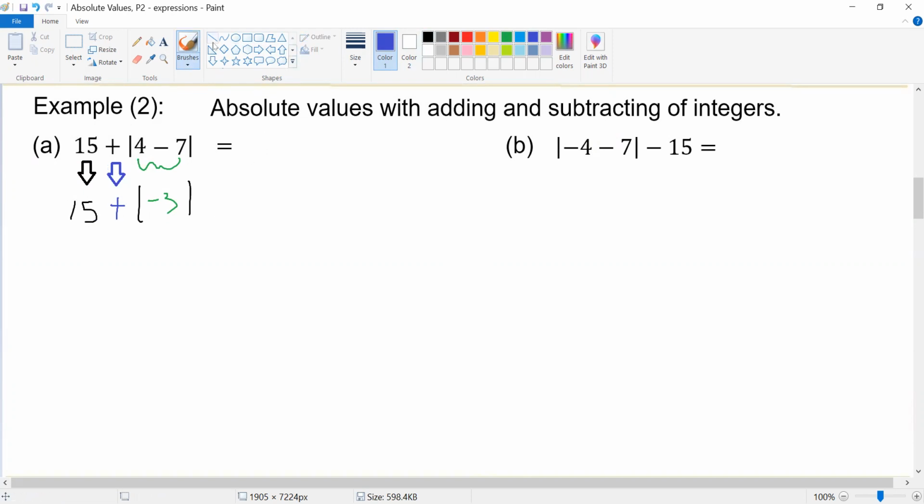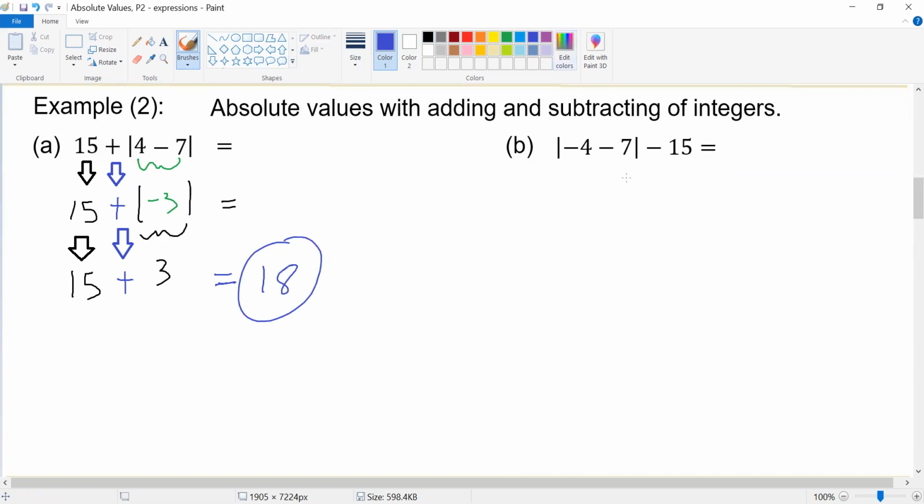So in our next step, we have 15 plus the absolute value of negative 3. Before we can add anything, we have to take care of the absolute value of negative 3, which is just positive 3. Then we bring down every operation or value we haven't done anything with. So we bring down the 15 and the addition sign, and we're left with 15 plus 3, which gives us positive 18. And we're done with part A.